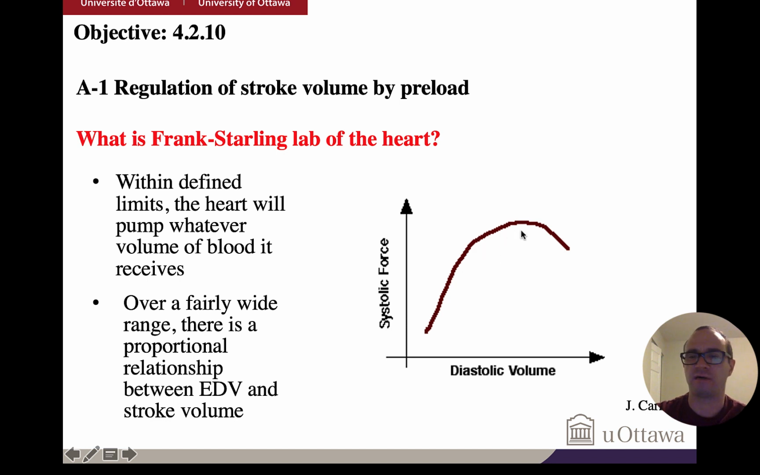Of course, like most relationships in biology and physiology, at very dramatic levels that relationship is going to break down a little bit. So that's the first thing that regulates stroke volume: preload. Preload is defined as the stretch of the muscle fibers. And within defined physiological constraints, the Frank-Starling law of the heart dictates that whatever the ventricle gets, ultimately it is going to try to pump it.